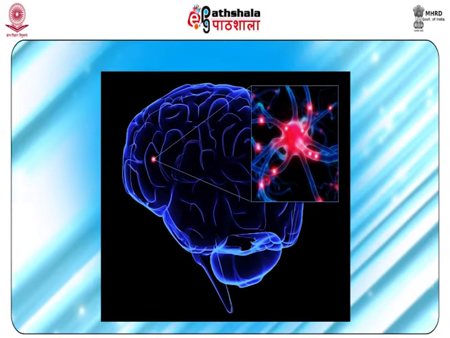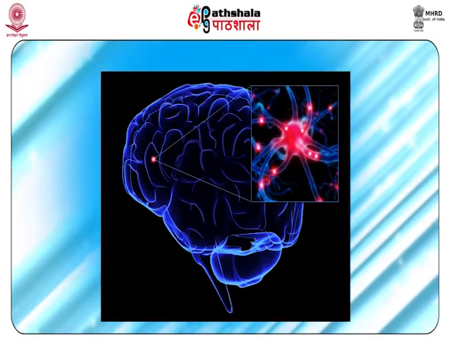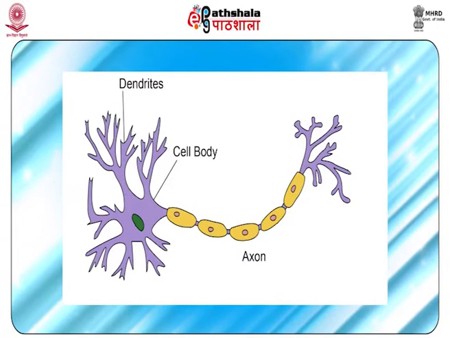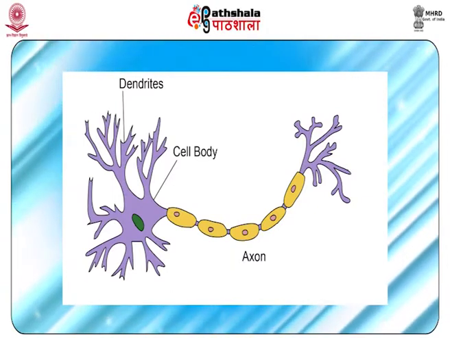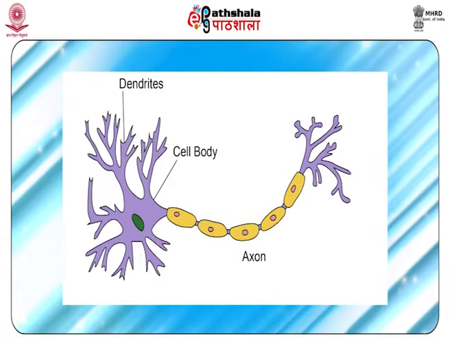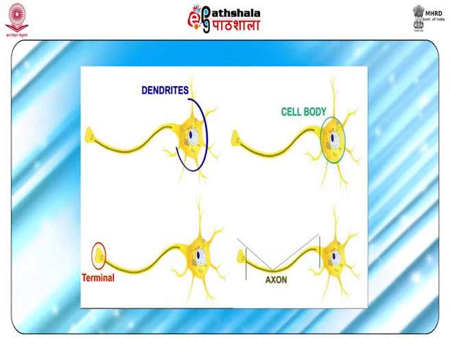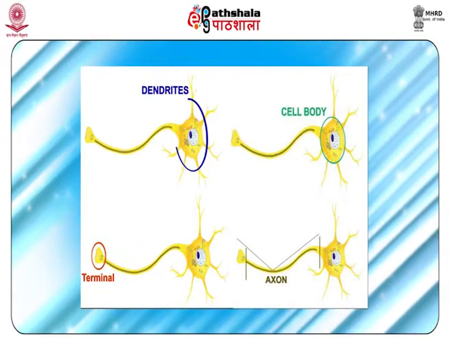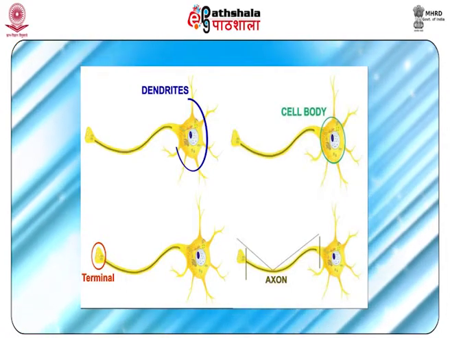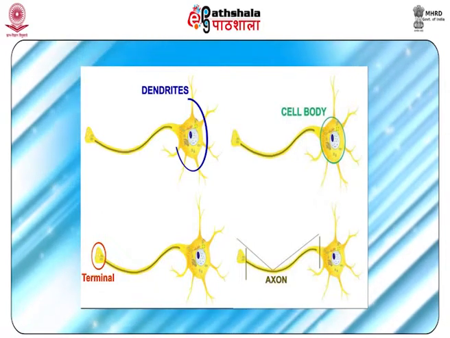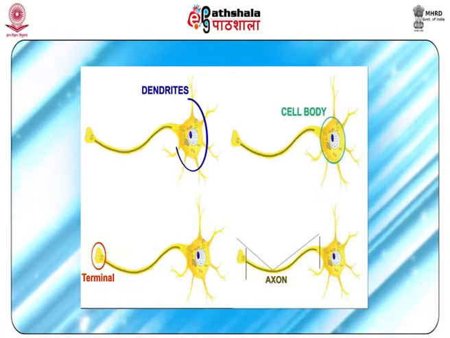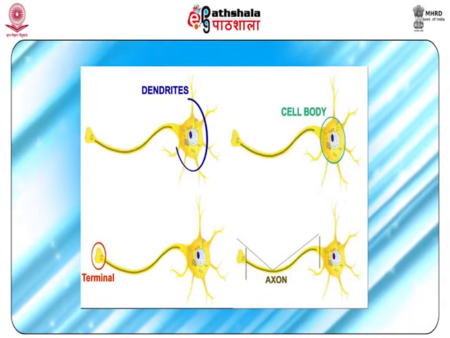The brain, as you already know, is composed of billions of nerve cells which are called neurons. A typical neuron has three main parts, as you can see in this figure. There is a cell body, then there are dendrites, and you have the axon. Dendrites are nothing but clusters of small fibers attached to the cell body that receive chemical messages from other neurons. The axon is a long single thread-like structure that transmits messages from the cell body to the neighboring neurons or other body cells.